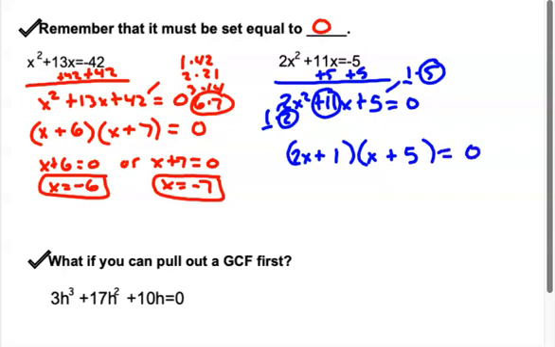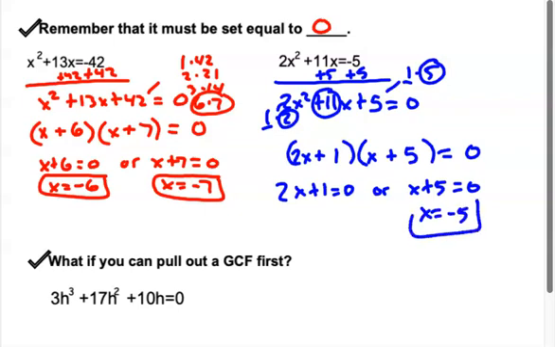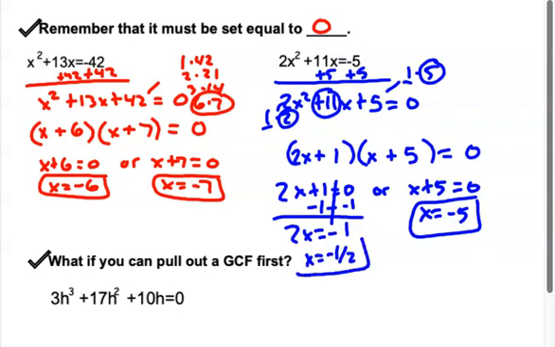This is going to be equal to 0, so now I can set up my zero product property and solve. This one solves faster, just subtract 5 from both sides. This one has 2 steps. So we're looking at 2x equals negative 1, divide both sides by 2. We have x equals negative 1/2.